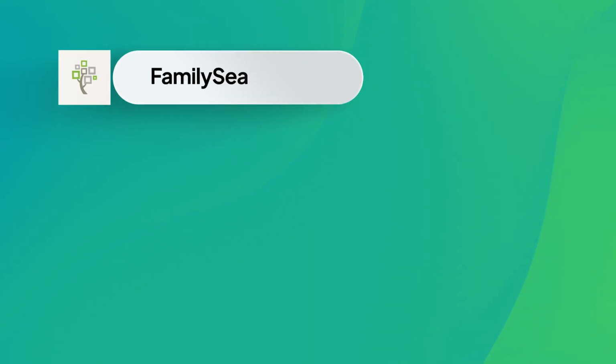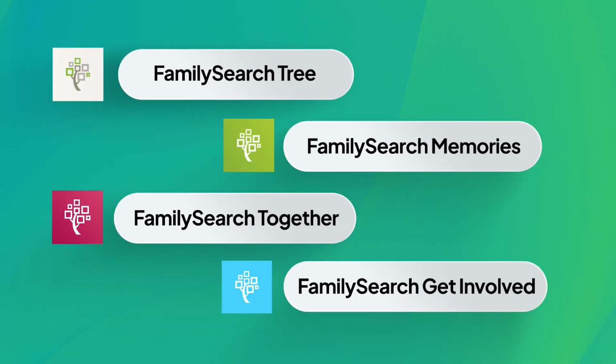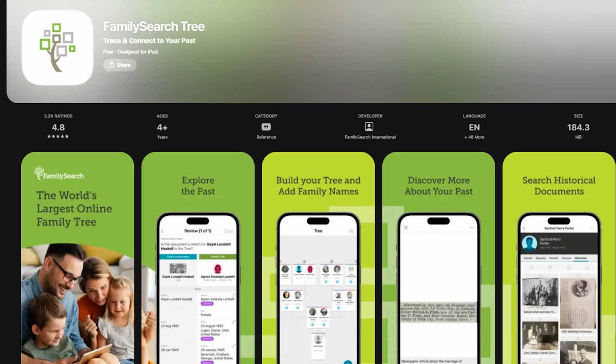So FamilySearch, they're the largest and best free genealogical resource that you could use to start your family history journey. They have 4 apps that are free on your phone now. They have the FamilySearch app, the Memories app, the Together app, and the Get Involved app. So let's go through these. Number 1, the FamilySearch app.